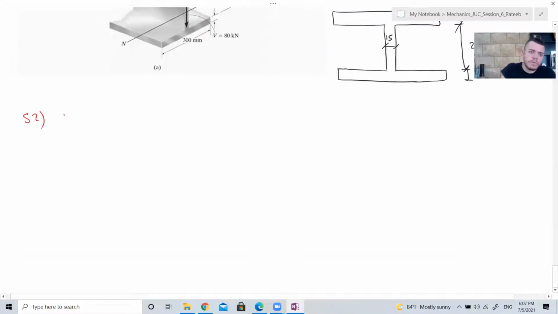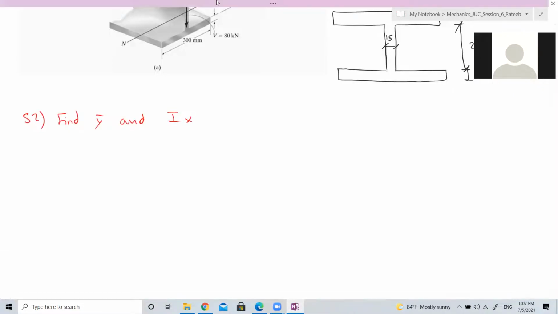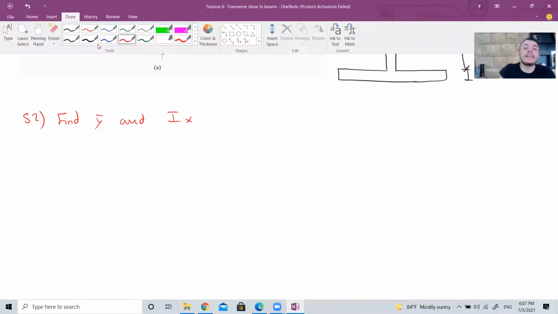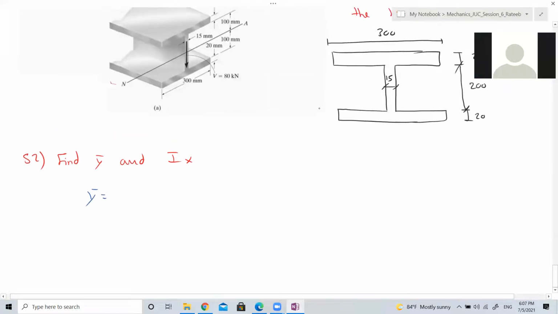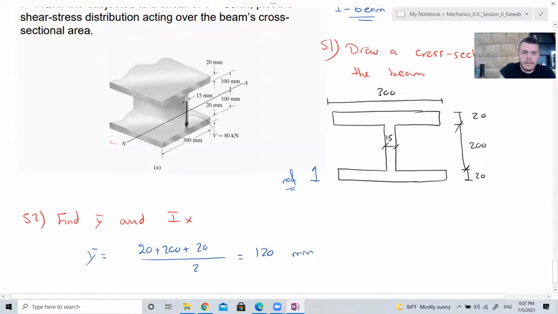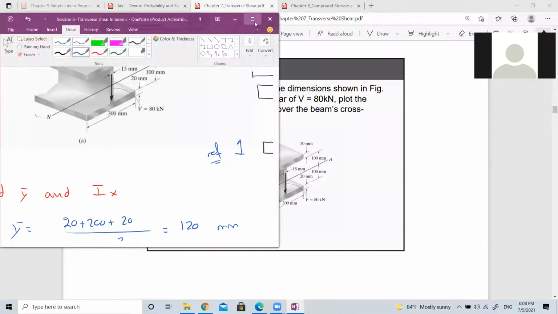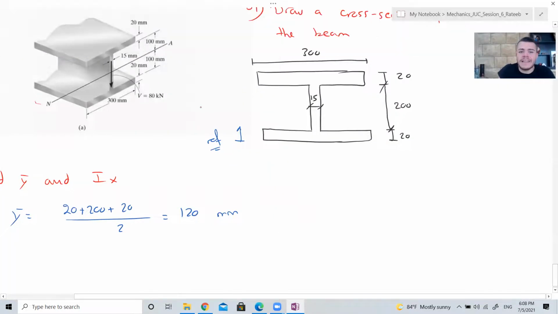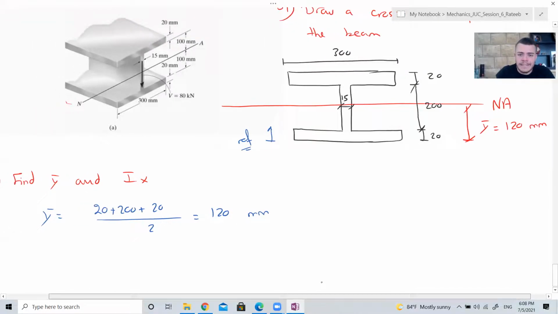Step number 2, find y bar and Ix. Where is y bar? In the middle. Why? Because the system is symmetric. From the reference, y bar is 20 plus 200 plus 20 over 2, which is 120 millimeter. Whenever the system is symmetric with respect to a horizontal axis, then this is going to be your neutral axis. This is y bar equal to 120 millimeter. How do you find Ix?